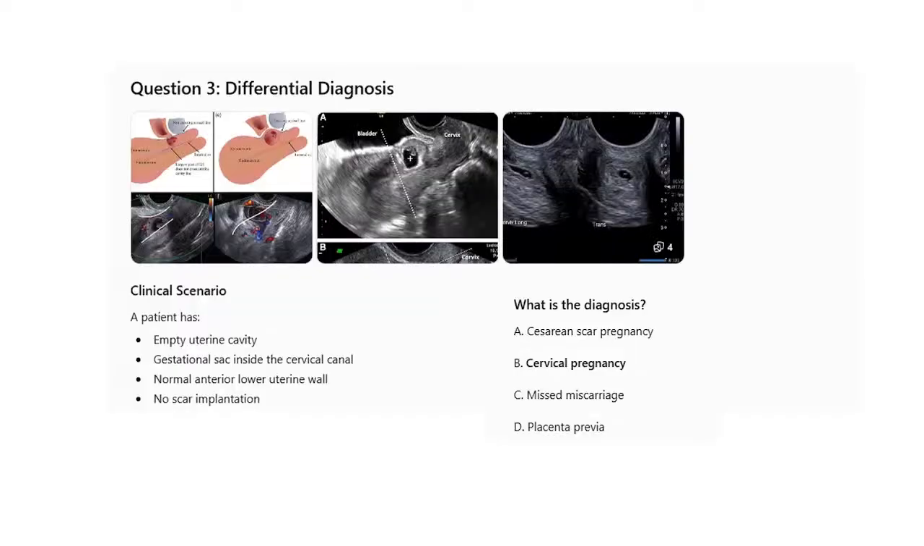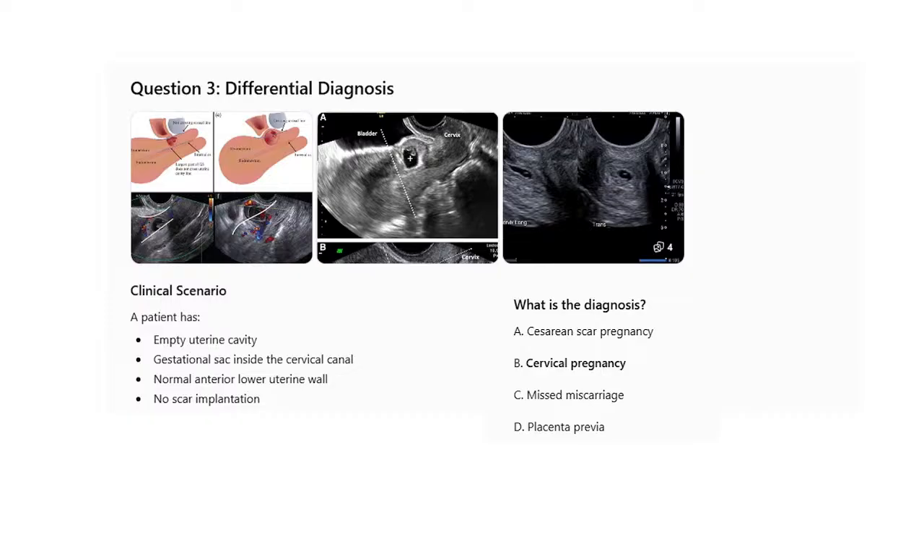So question number 3, differential diagnosis. Clinical scenario: a patient has empty uterine cavity, gestational sac inside the cervical canal, normal anterior lower uterine wall, no scar implantation. That is what we have there. What is the diagnosis? A. Cesarean scar pregnancy. B. Cervical ectopic. C. Miscarriage. D. Placenta previa.